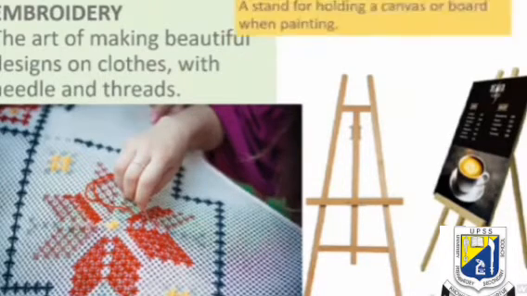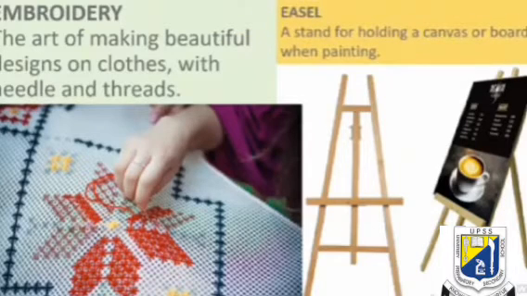The next word is easel. Easel is a stand for holding a canvas or board when painting. Easel is a tripod stand on which the artist places his canvas or board and paints or draws while the board is resting on the stand called easel.